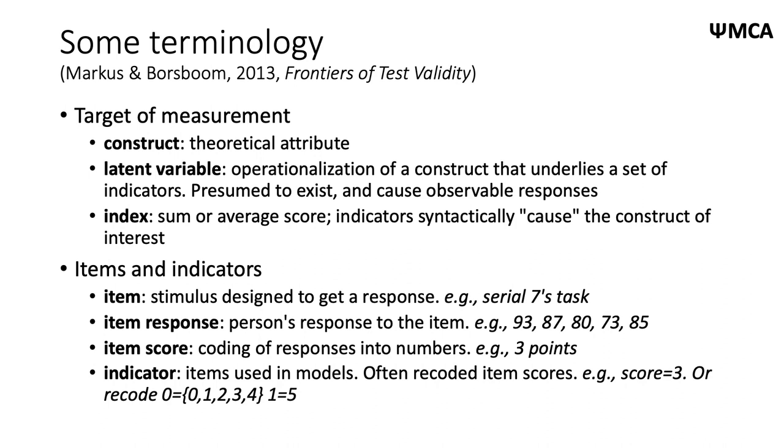And then indexes are different. It's like a composite score, but the indicators causally determine the construct of interest. Whereas you'll notice the way that we've drawn our factor here, the underlying latent variable is causally related to covariation in the observed indicators. Okay, now let's talk about items and indicators.